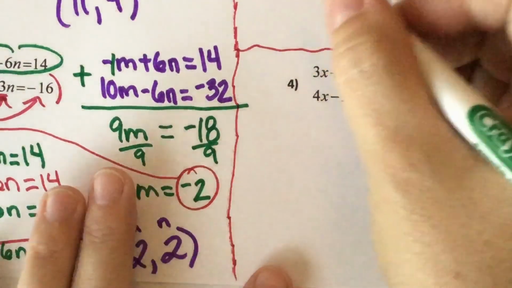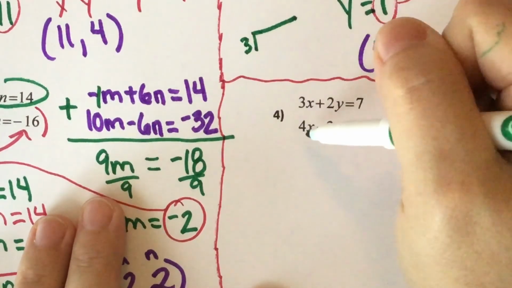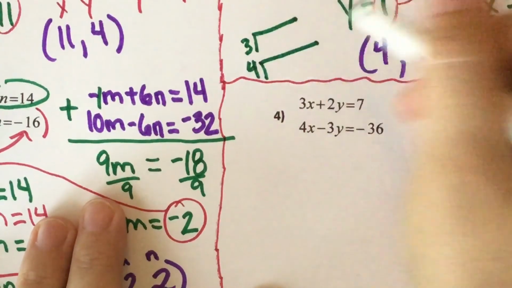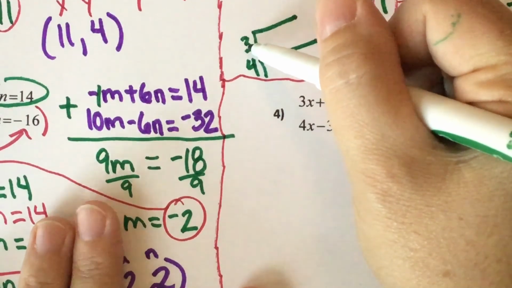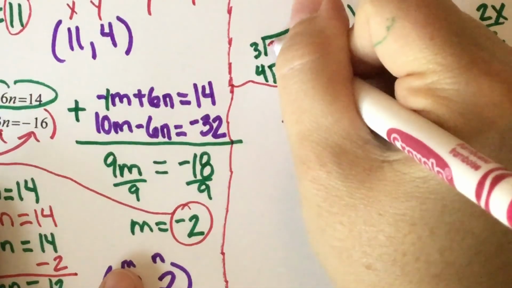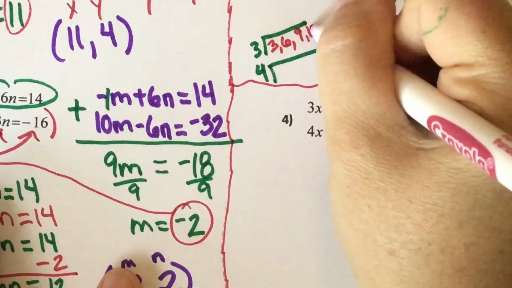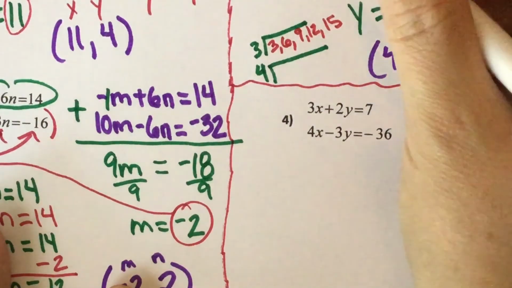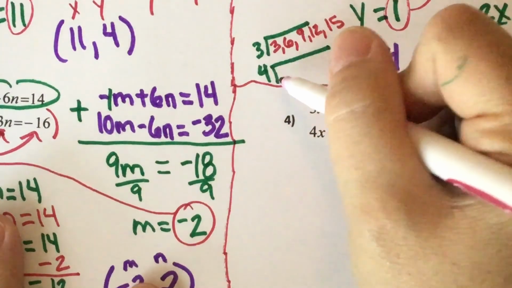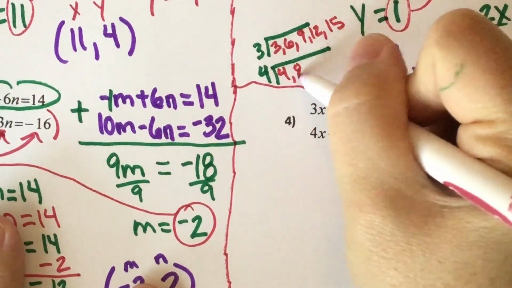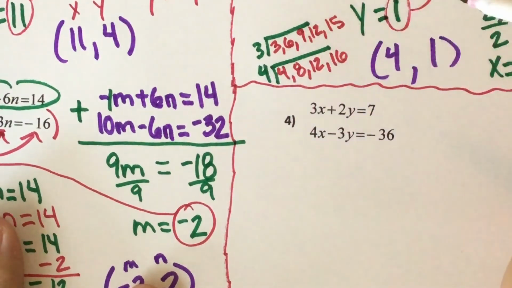You have to figure out the smallest number that 3 can divide into and that 4 can divide into. And some of you will just know this, and some of you will not. So think of your multiples of 3. 3 times 1, 3 times 2, 3 times 3, 3 times 4, 3 times 5, etc. These are things that 3 can go into. Now think of your multiples of 4. 4 times 1, 4 times 2, 4 times 3, 4 times 4, etc. These are things that 4 can divide into.